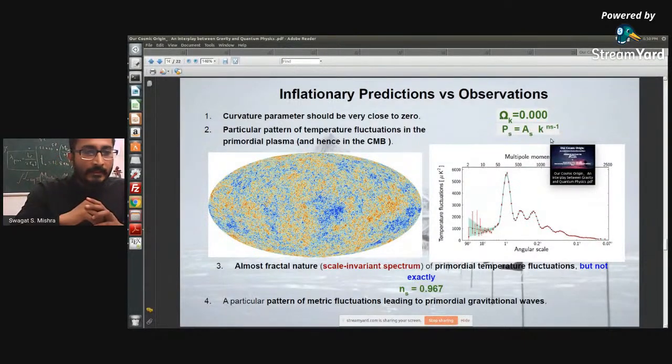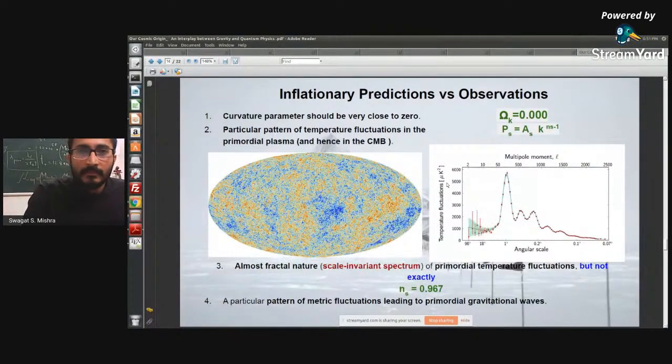The difference is that those waves which have large wavelength have slightly larger amplitude, and those which have small wavelength have smaller amplitude. That is usually indicated by something called NS. For now, it's just a number. I'm not defining it, but that has also been verified. This NS should be less than 1, but very close to 1, and it is. What remains?